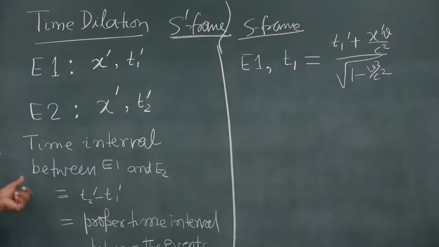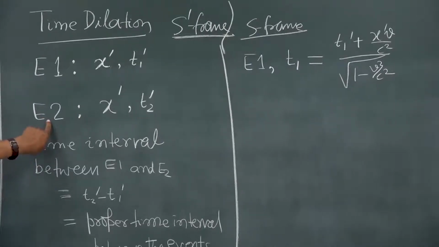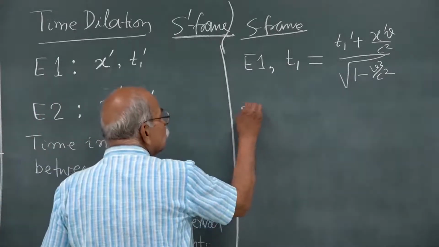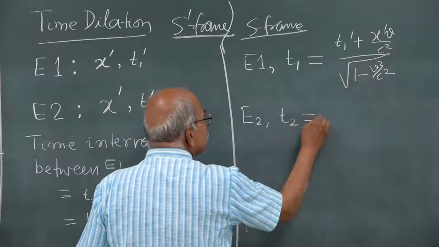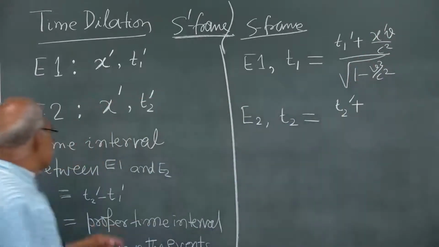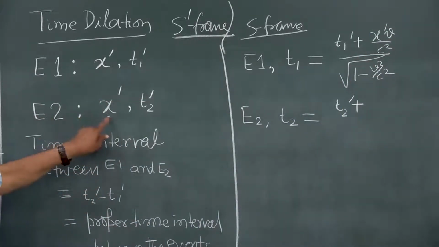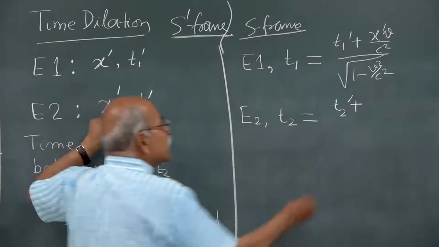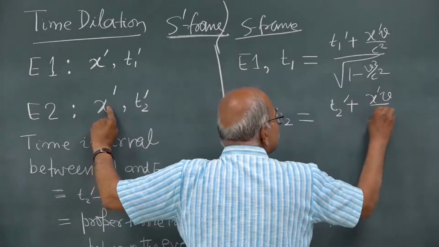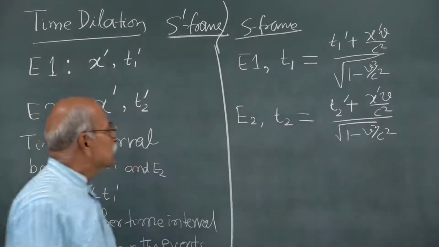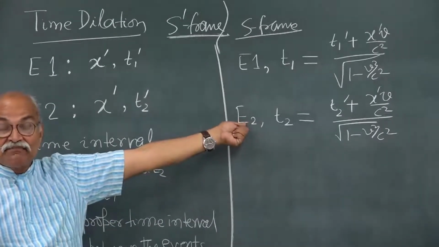And then the second event. For the second event, what is the time? When did it occur, as seen from the S frame? Here it is T2 prime, and in the S frame that time will be T2. T2 will be similarly (T2 prime plus x prime times V divided by C square) divided by square root of 1 minus V square by C square. The position of this E2, that is again x prime, this x prime and this x prime are the same. So this is the time of event E2 as measured in the S frame.